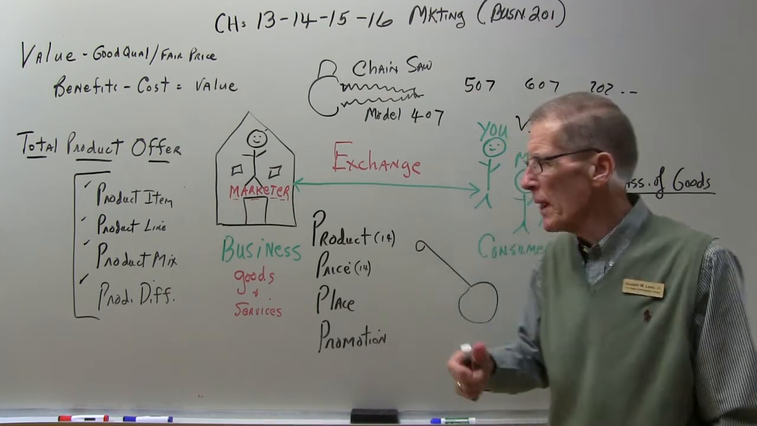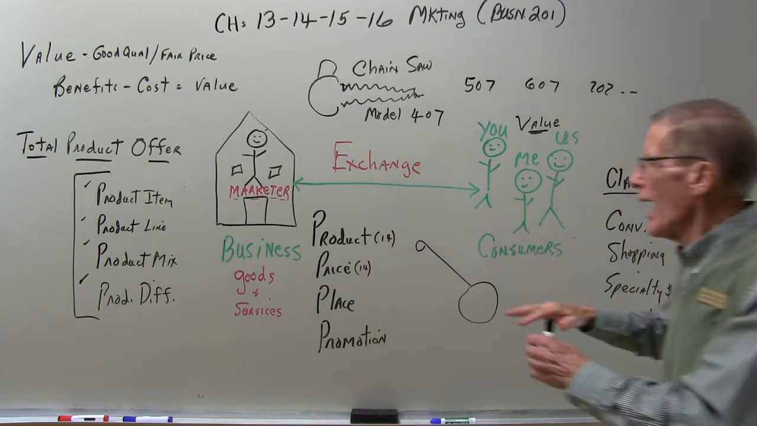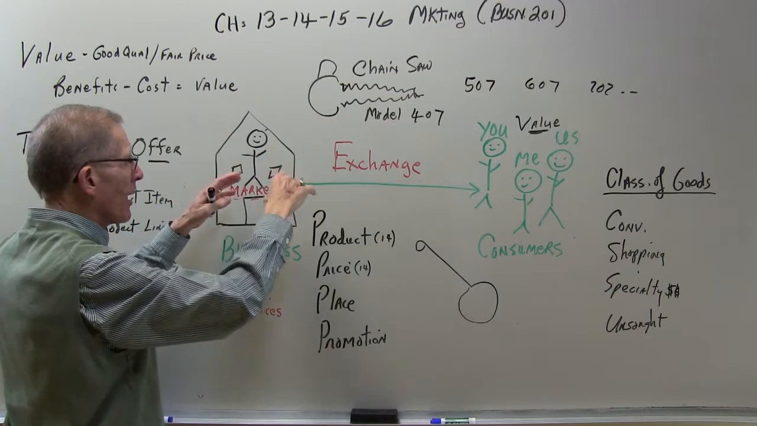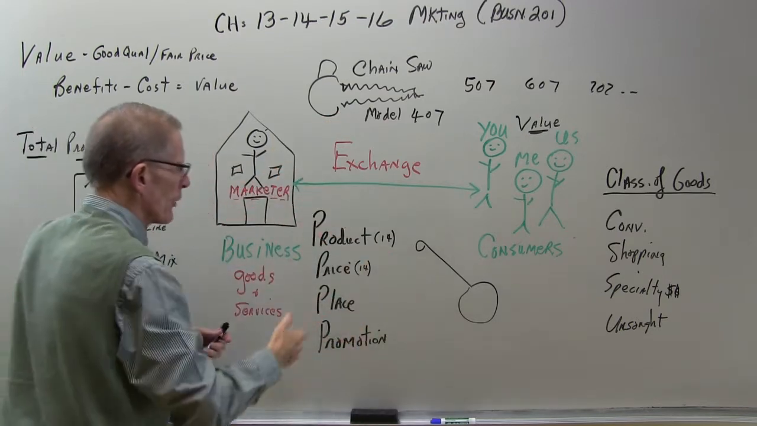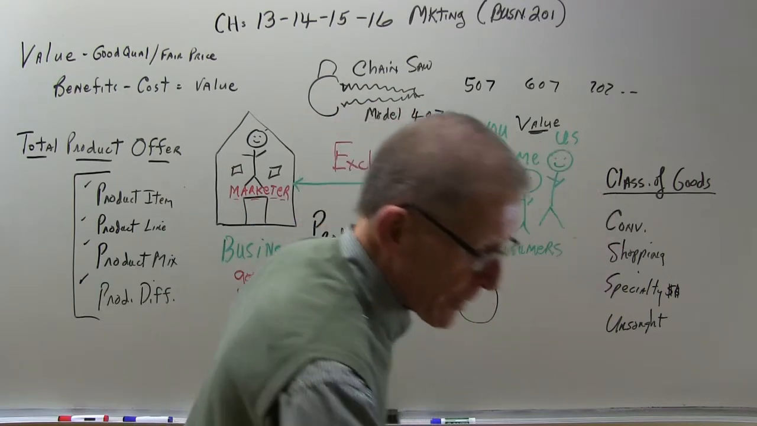See the idea? So the type of good it is, with convenience, shopping, specialty, and unsought, has a lot to do with how those carpenters, with that toolbox, how those marketers are going to use the four P's. I hope that kind of makes sense to us.